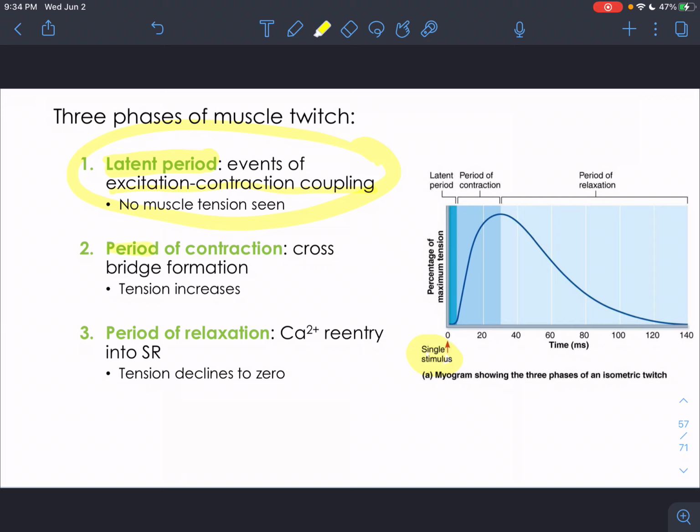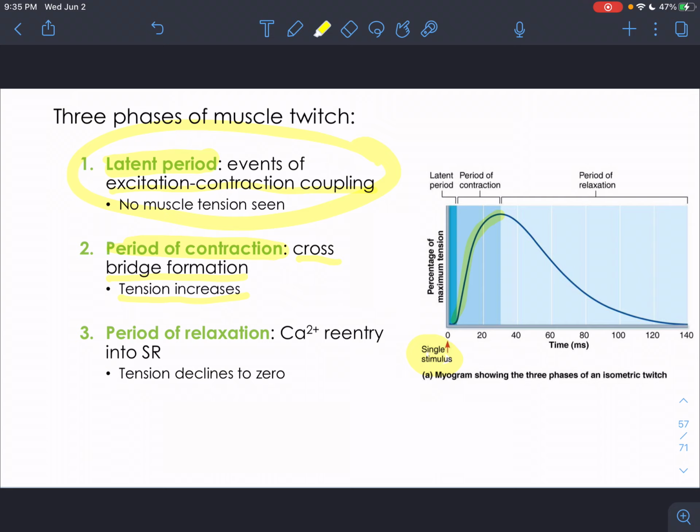The period of contraction is when cross bridges start to form. When the cross bridges are forming, remember we have the power stroke, which causes actin and myosin to go over top of each other, increasing the tension. So during contraction, this phase here, we see an increase of tension, an increase of that contraction of the muscle.